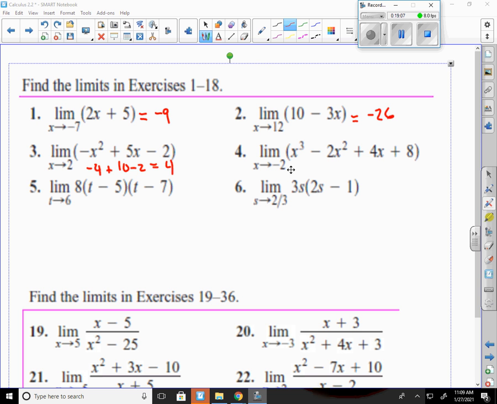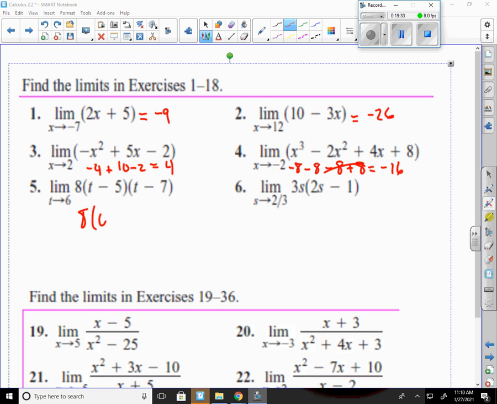Number 4, plug -2 in. Gives me -8 minus 2 times 4, so that's -8, minus 8 plus 8. Those two are going to cancel each other out. I'm left with -16.